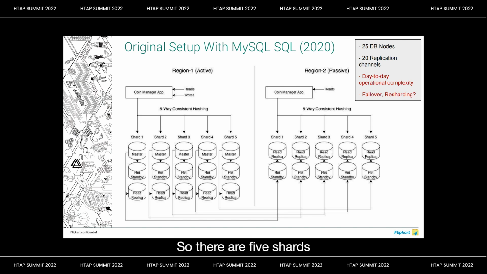So there are 5 shards. Each of those 5 shards has a master, a hot standby, and a read replica. This is on the active side. And then to be able to fail over to the passive side, each of those shards has a hot standby on the passive side. And then the passive side is also serving read. So for that, we have a read replica on the passive side. So each of these 5 shards, we have 5 database nodes per shard, leading to a total of 25 DB nodes. Between the nodes, we are looking at 20 replication channels.